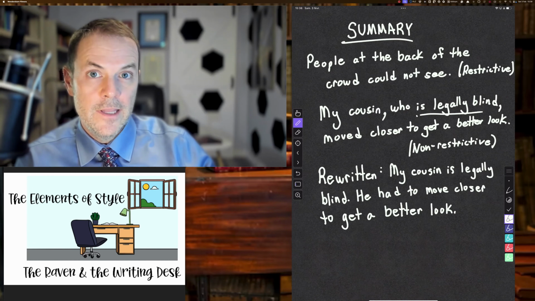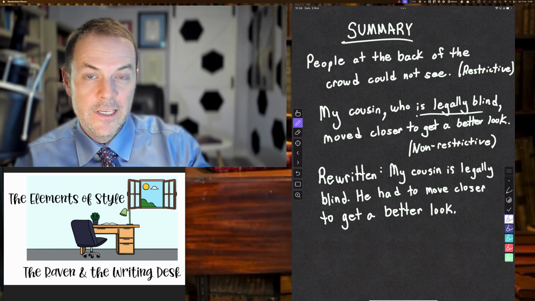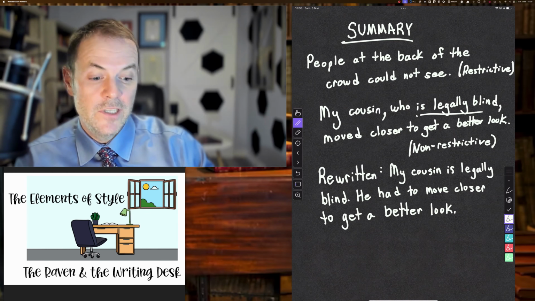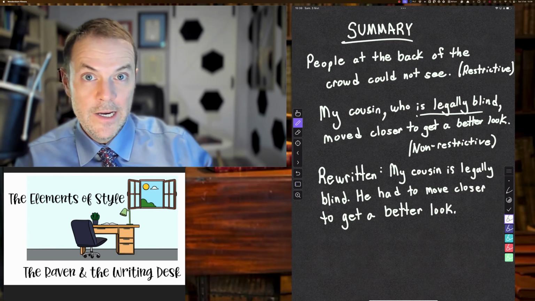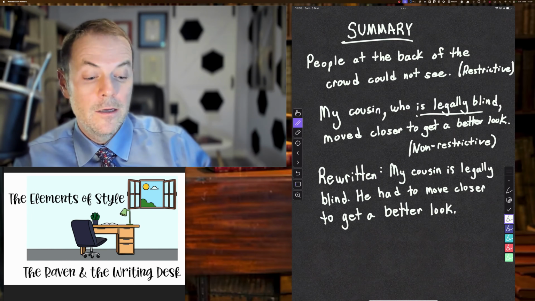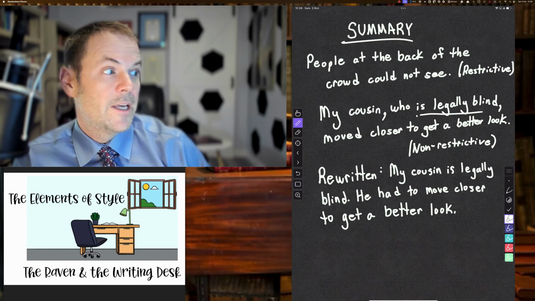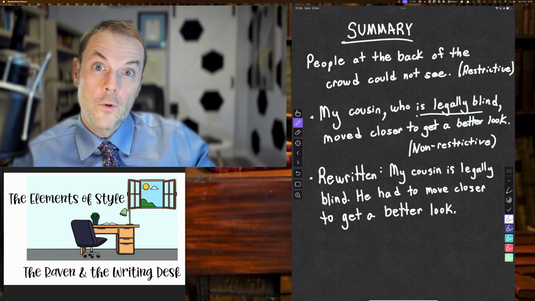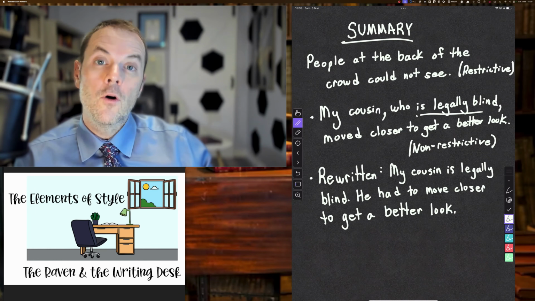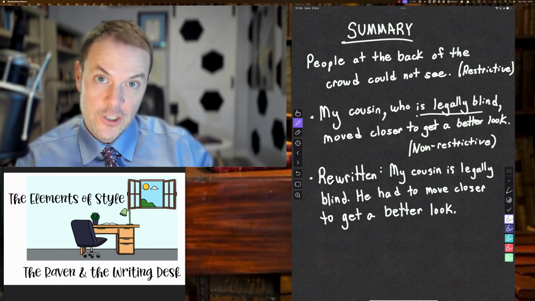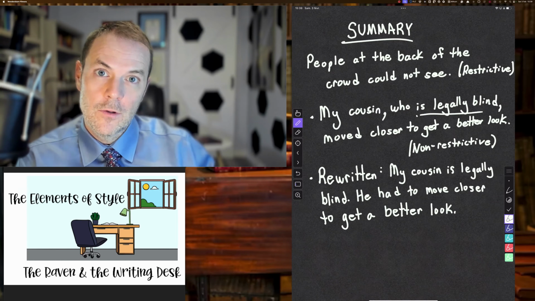It's not that the fact that he's legally blind is unimportant. It's the way the information is being presented. If I wanted to rewrite all of this, I could say, "My cousin is legally blind." Period. "He had to move closer to get a better look." Either way you'd like to do this is going to work. As you develop your own voice, your own writing style, you'll be able to choose which correct version works best for you. In the meantime, on to the next rule.